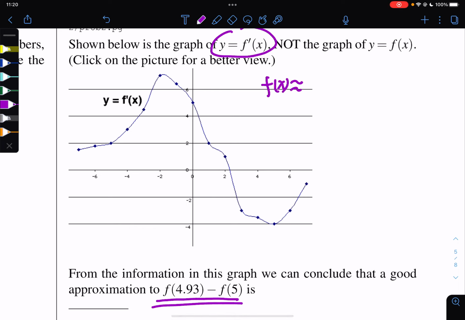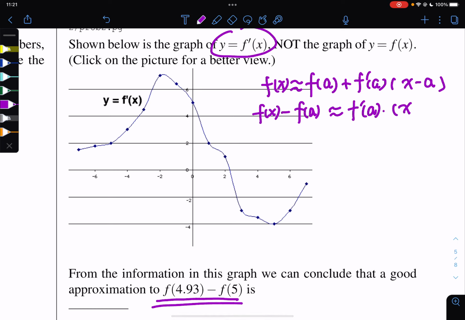f of x is, generally speaking, f of a plus f prime of a multiplied by x minus a. That's the structure we have. In other words, f of x minus f of a. Again, a is always a number that's easy to plug into the function and easy to calculate. x is the one that's hard to calculate.